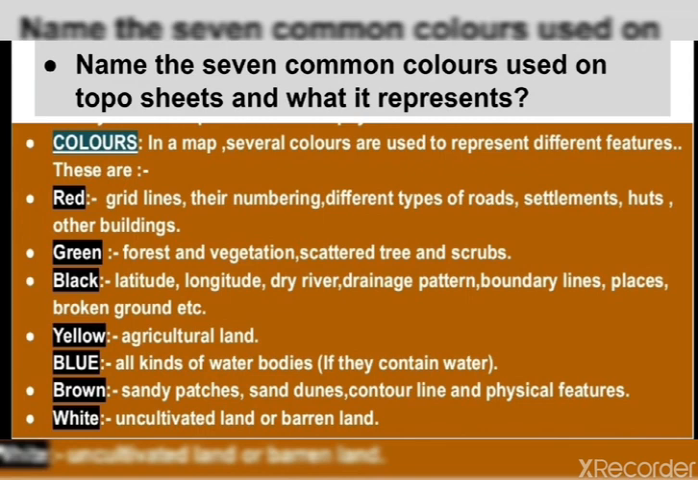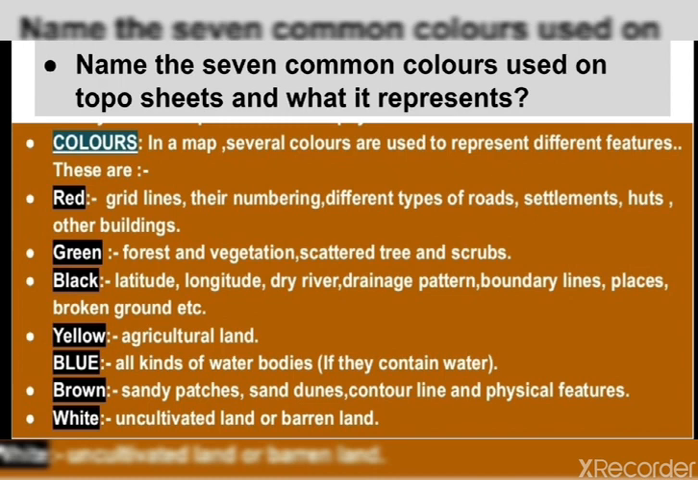Next question, name 7 colors used on maps on topo sheets and what it represents. So the answer, in a map several colors are used to represent different features. These are red, it shows grid lines, numbering, different types of roads, settlements, huts, other buildings. Green, forest and vegetation, scattered tree and scrub. Number 3, black, latitude, longitude, dry river, drainage pattern, boundary lines, places, ground, broken ground, etc.